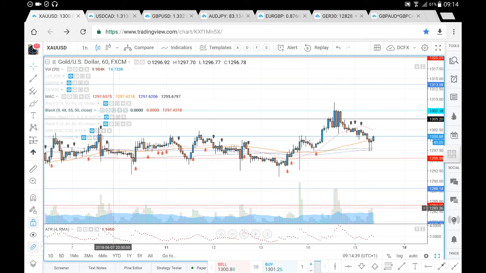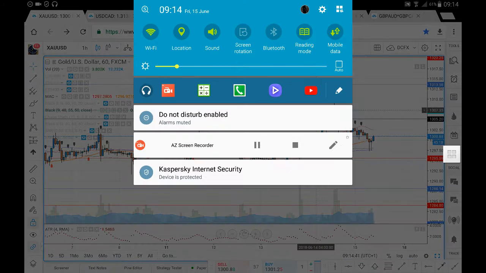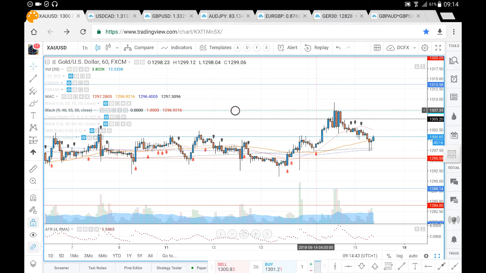So this is the XAUUSD analysis for Friday the 15th of June. Now, let's have a look at prices and where prices may likely go. Previously, we had encountered support in around that 1292, from which we have seen the bullish buy side momentum take prices to 1305 and 1307.